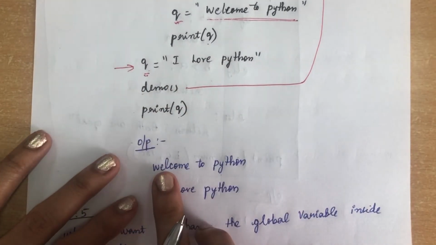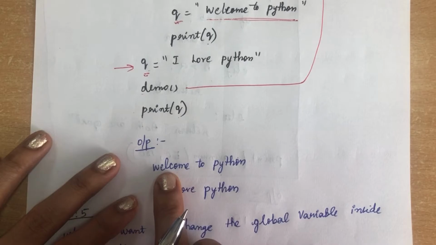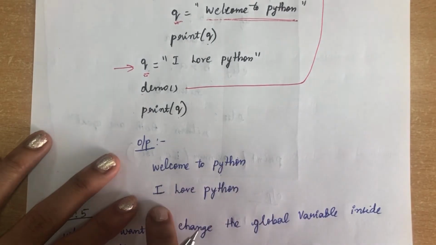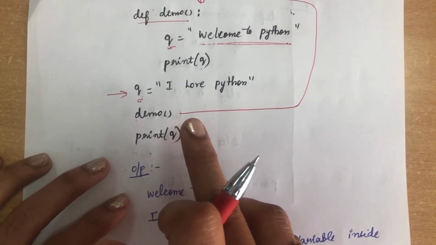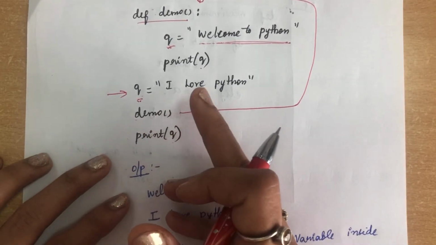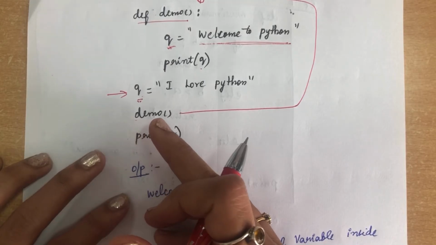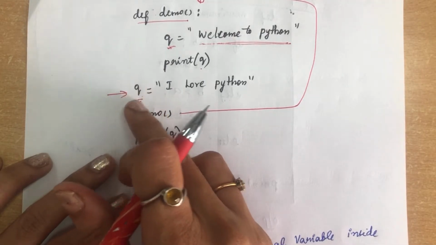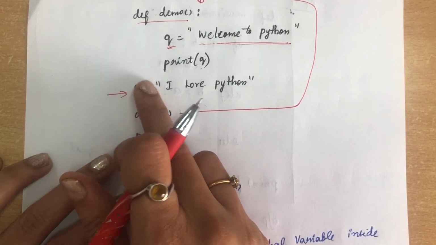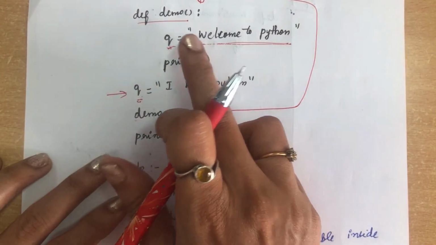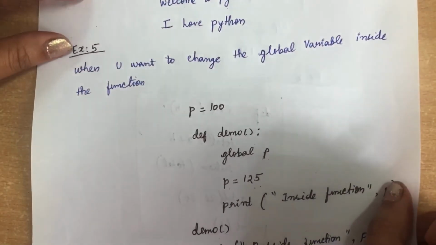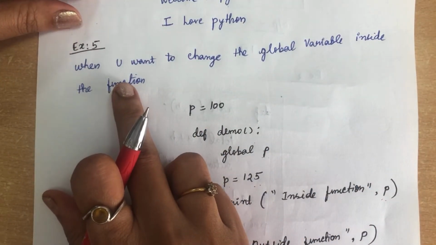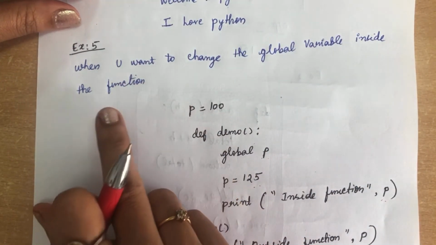So the output you will get when you execute this program will be "welcome to Python" and "I love Python". So when you use the same variable name for both the local and the global variable, outside the body it will take the global variable, but inside the function it will take the local variable. Okay. Next we will see the example for when you want to change the global variable inside the function.